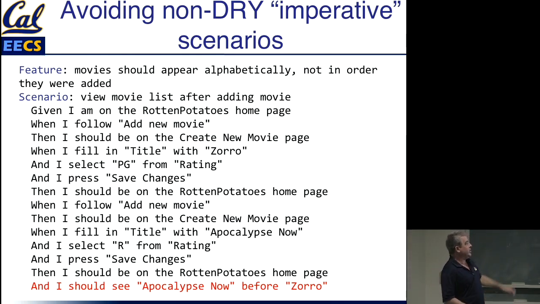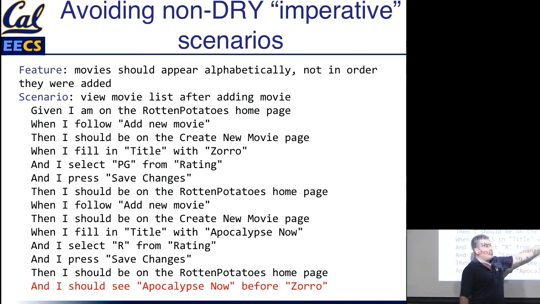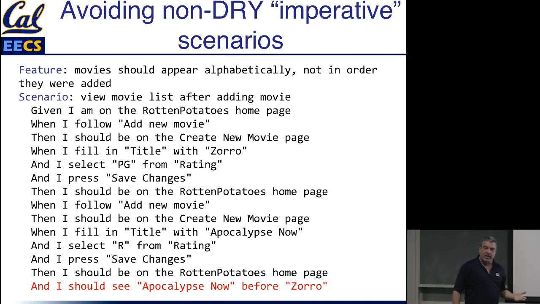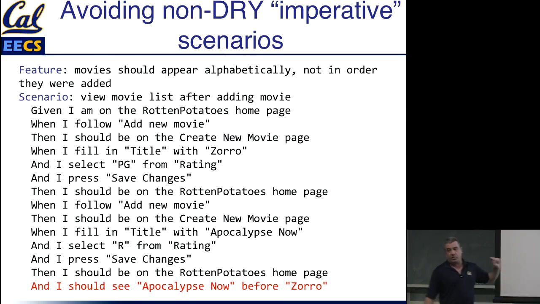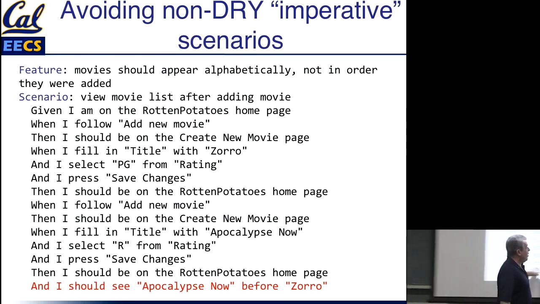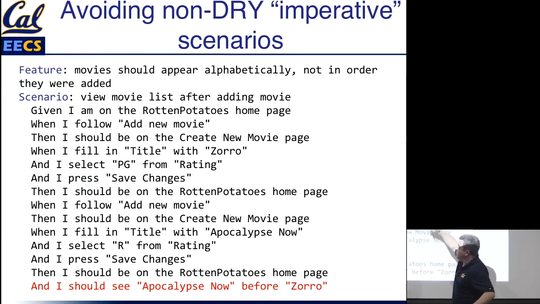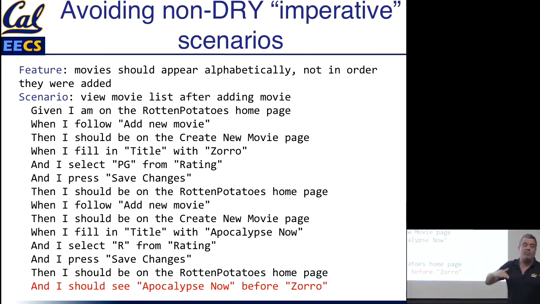once for a movie called Zorro, and once for a movie called Apocalypse Now, which should be sorted before it, but was actually added later in time. And then finally, when it gets back to the main page, it's checking that they appear in the correct order. The problem with this scenario, and by the way, this will work, right? If a human being did this, it's the same as the scenario doing it automatically.